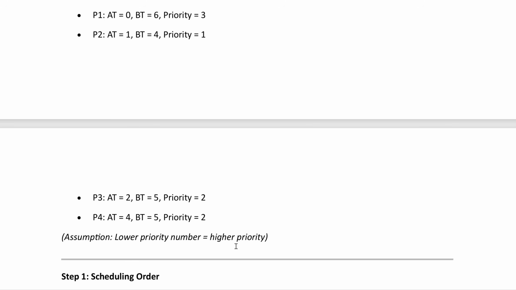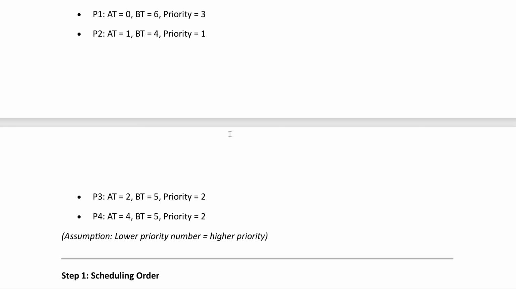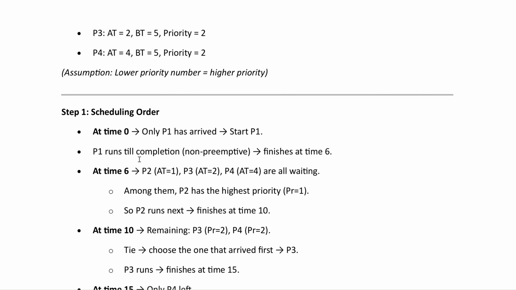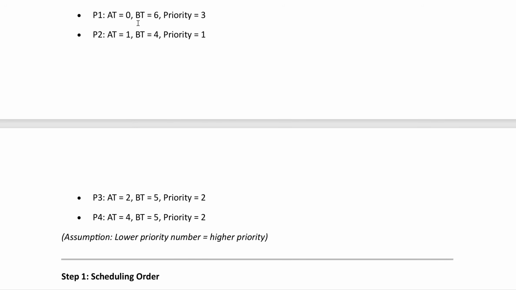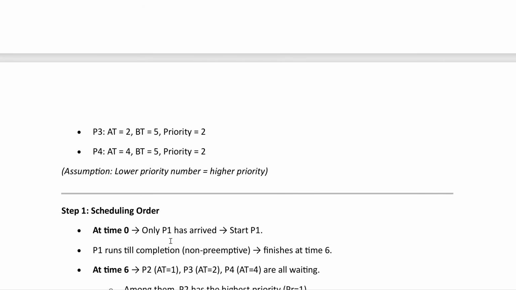By convention, we consider the lower priority number as the higher priority. For example, process P2 has priority 1, so it is the lower number. It means P2 has the highest priority, so the CPU will be allocated to P2 first. So this is the scheduling order. At time 0, as you can see, only P1 has arrived. So we have to start the execution of P1.